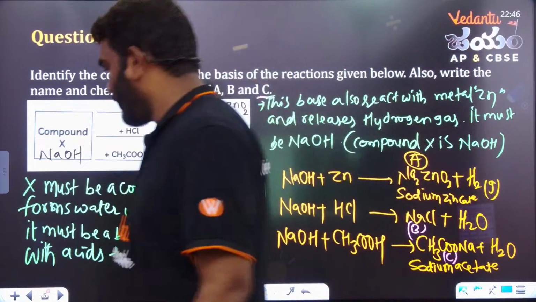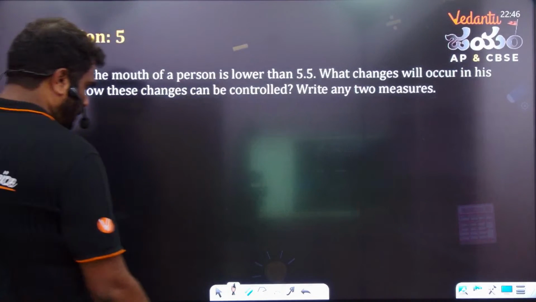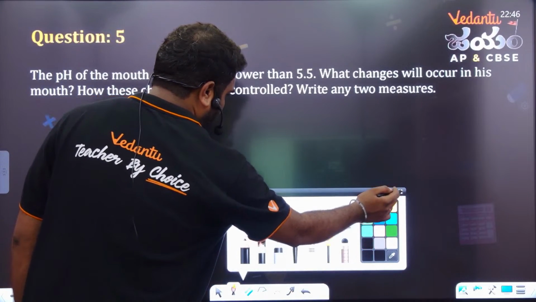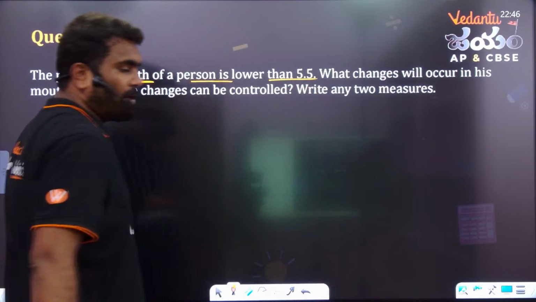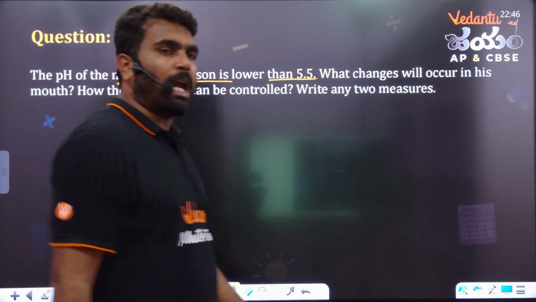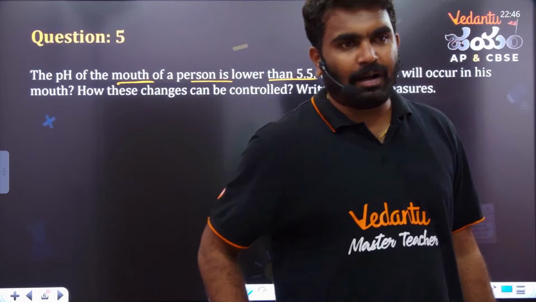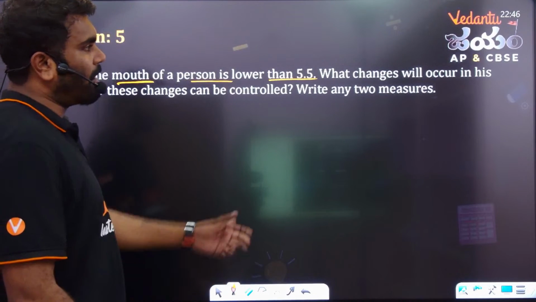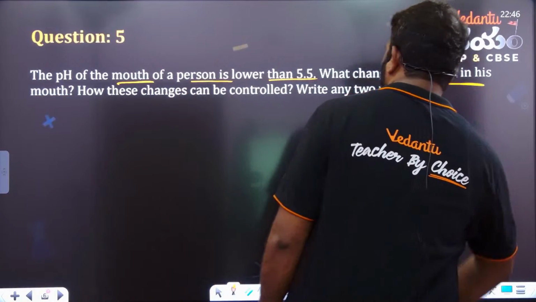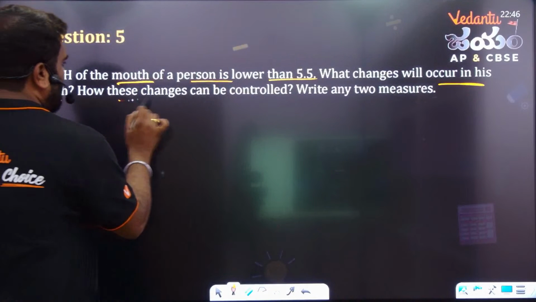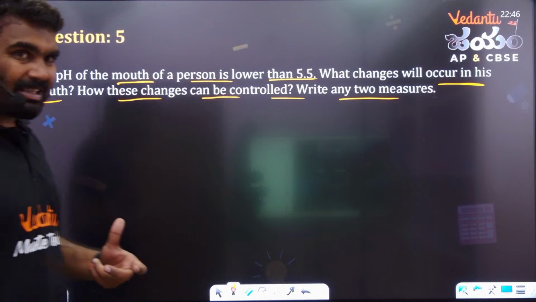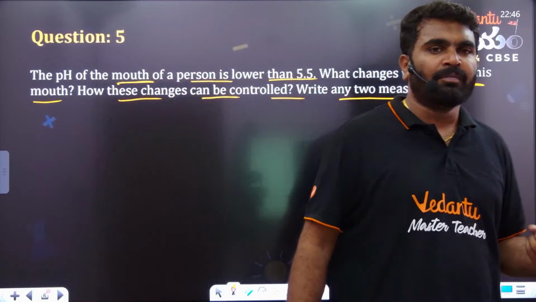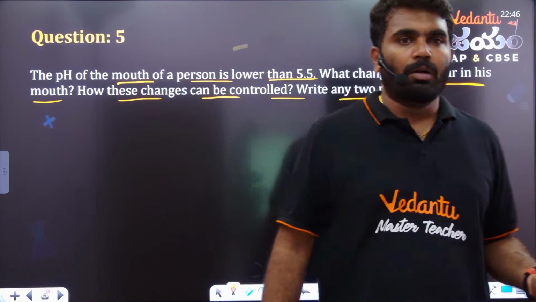Clear? Okay, next, question number 5. The pH of the mouth of a person is lower than 5.5. Lower than 5.5 means it will become acidic. So what changes will occur in his mouth? How can these changes be controlled? Write any two measures.